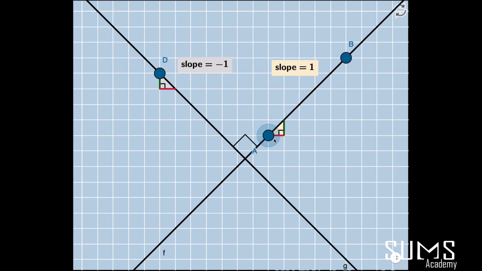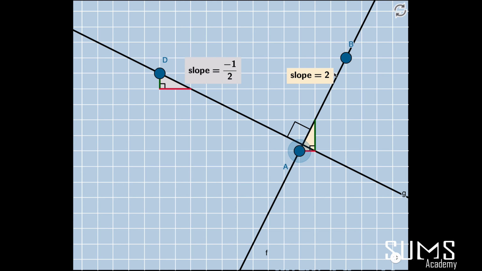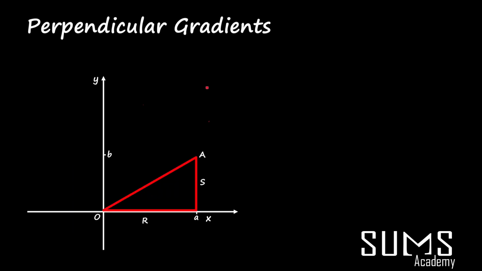You can see for any value of the slope, it's always going to have this relationship. If this is 2, this is going to be the inverse and taking the negative. So now I'm going to show you the maths behind this relationship, and how to solve problems using it.